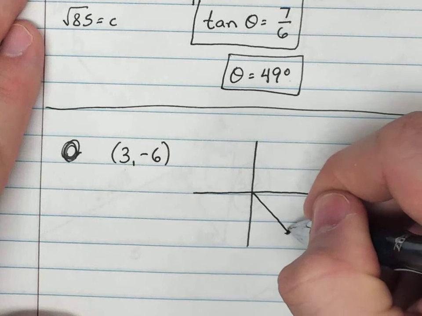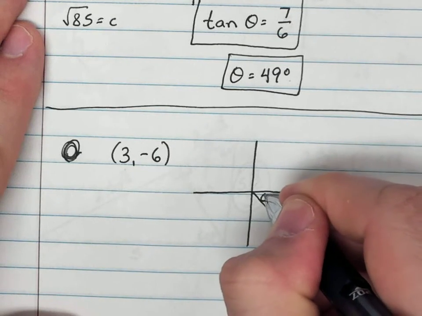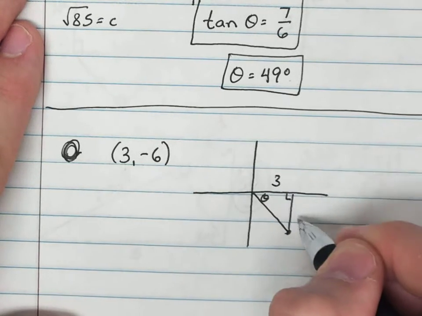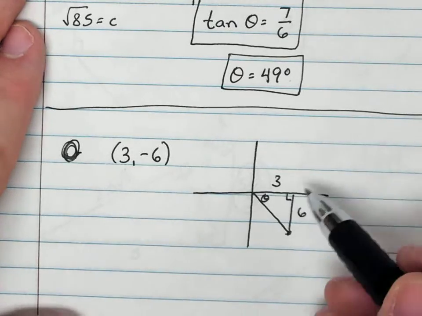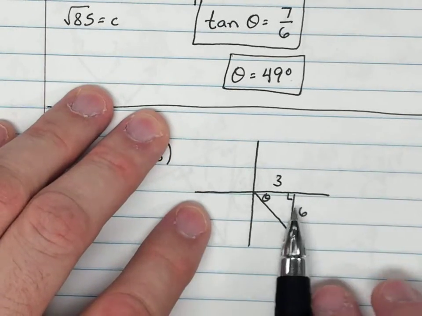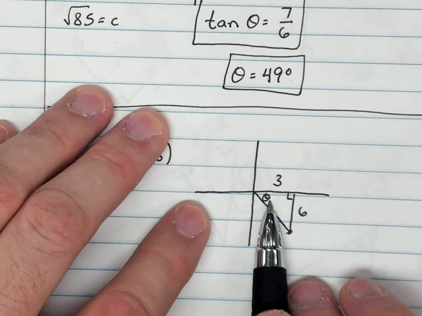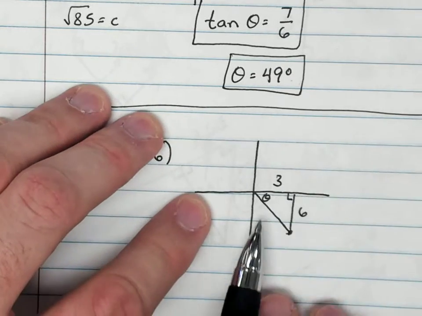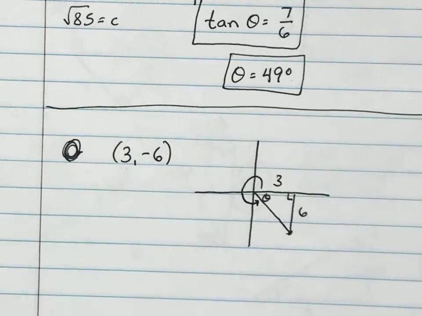Draw yourself a right triangle and label, again, what I do is I label the reference angle. This was 3, this was 6. I'm not concerned with positives and negatives because I'm going to draw this little reference angle and find this angle. And again, reminder, the reference angle is the angle formed with the x-axis. I can use this reference angle to actually find out what this angle is. Very easy.